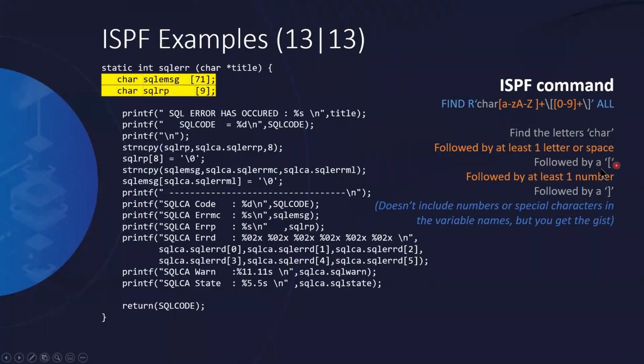Followed by an open bracket, which is the gray one. Orange, followed by at least one number, which is the bracket 0 to 9, close bracket, plus, followed by a close bracket, which is here. So this doesn't include numbers or special characters in the variable names, but you get the gist. So it has actually matched just these two. So this is how regular expressions work in ISPF edit.